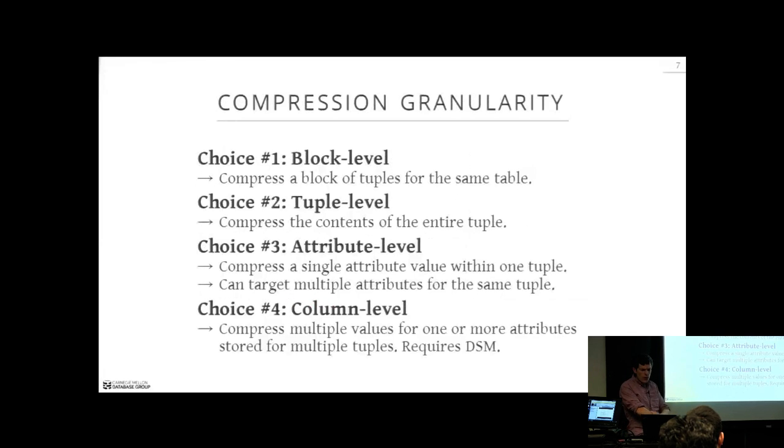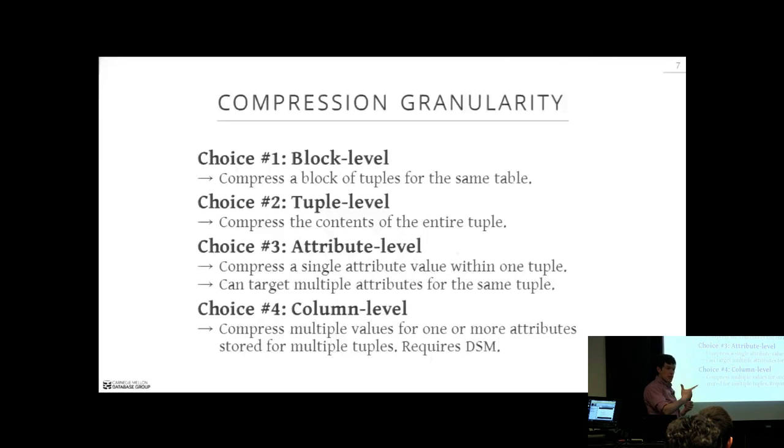Okay, so we also need to talk about what the granularity of our compression scheme is going to be. Different database systems are going to do different things, and some of these granularities are going to be better than others. Block level would be where you take a single block and compress it in some way, and that's the scope of it. Every block is compressed individually from all other blocks.